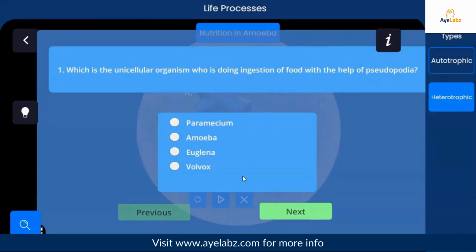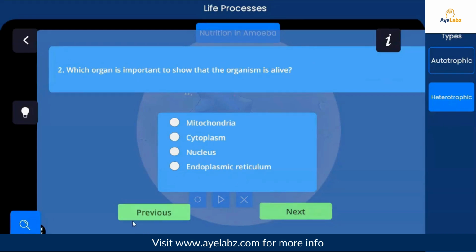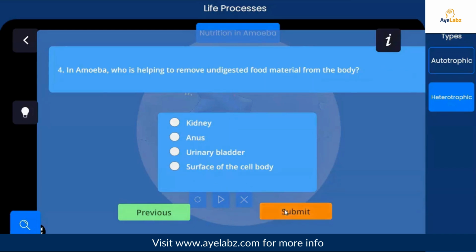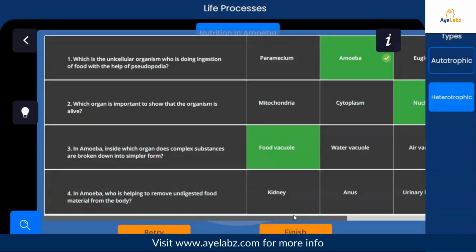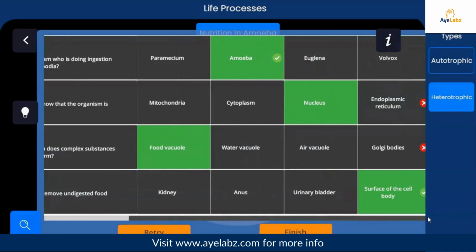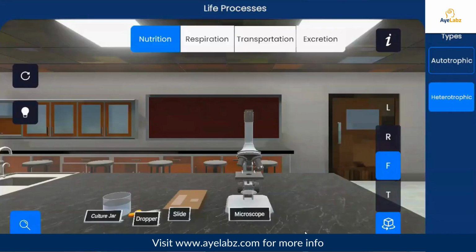Now take a quiz to test your understanding of the topic. Click on the right answer and then click on Next. To go to the previous question, click on Previous. Click on the Submit button to check your answers. If you wish to give it another shot, click on retry, otherwise, click on finish.